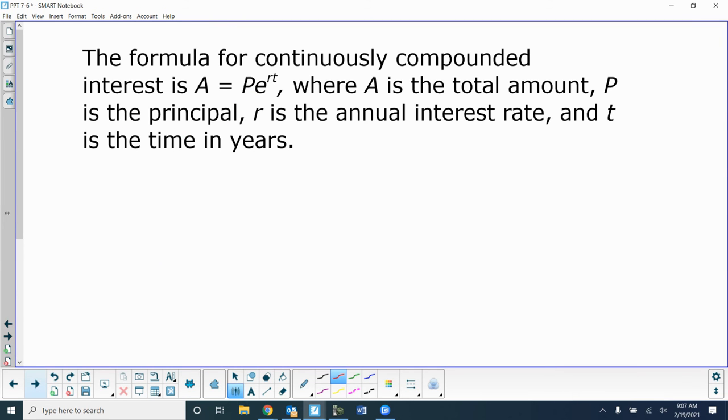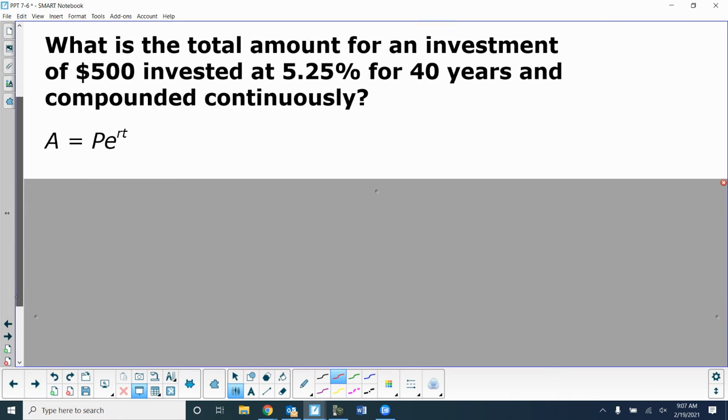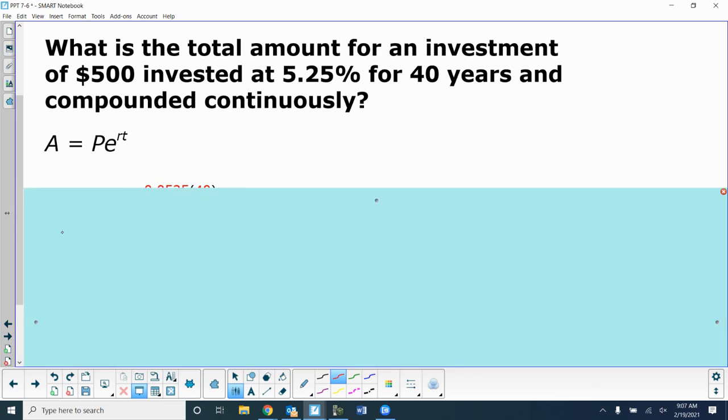Here's our compound interest formula when it's compounded continuously, the PERT formula. What goes in for P? 500. What goes in for R? 0.0525. What goes in for T? 40. So we just substitute in.